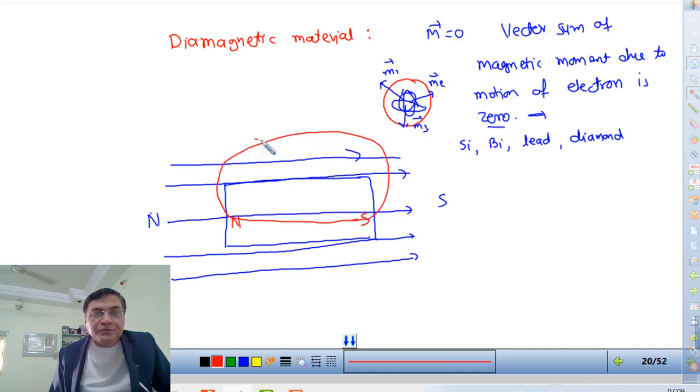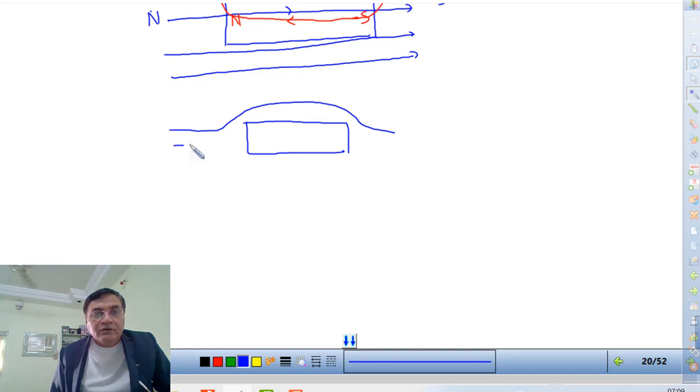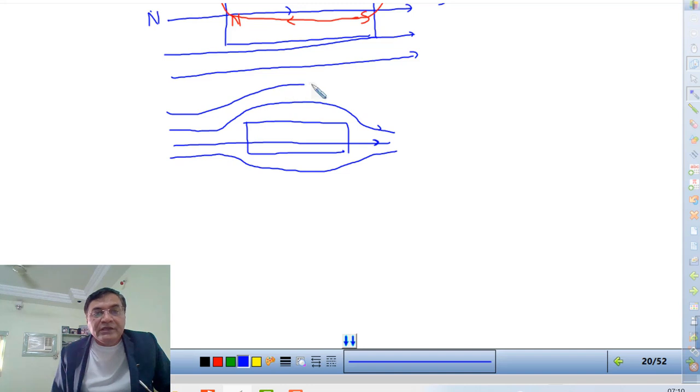Because of the induced field, the magnetic field becomes like this. If both are in opposite directions, the inside field will decrease and the outside field will increase. So when you put any material inside the magnetic field, the field lines look like this. Some can go inside, it depends on the type of the material. So inside, the field decreases.